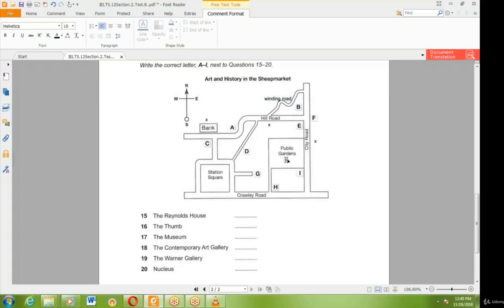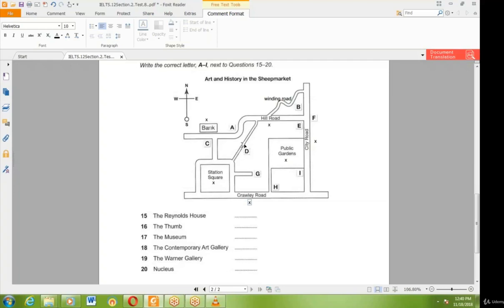I know that there's the public garden, the station square, and Crawley Road. I also have to make sure that I know about north, east, south, and west. I've got to know my directions. But if you're not able to recognize, for example, choice D, how would you describe this small road for choice D? How is this described?